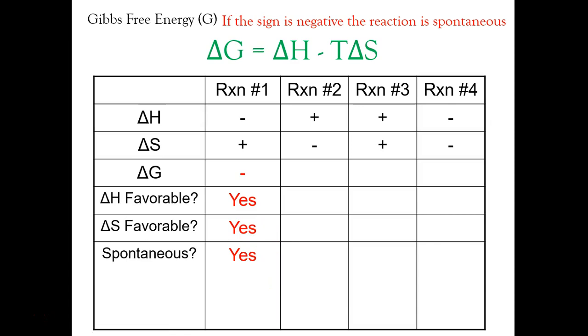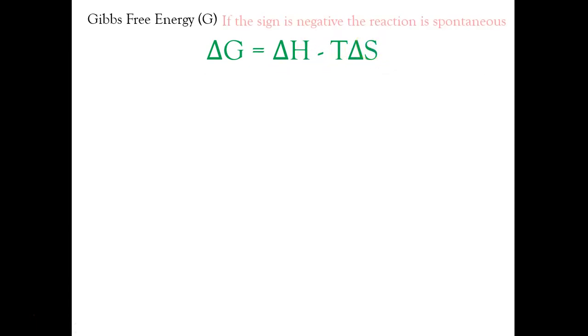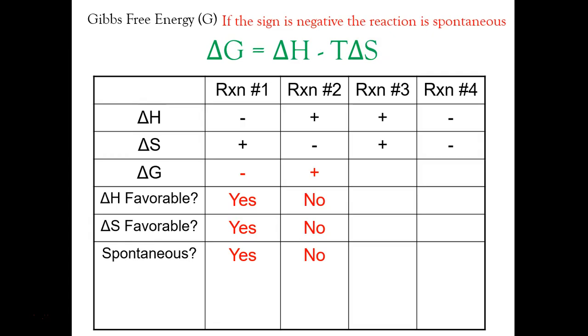So an exothermic reaction where disorder is increasing will be spontaneous regardless of temperature. Okay, let's look at the next scenario. If delta H is positive and delta S is negative, that means this term is positive, and since the two negatives will cancel out, this term is positive. So delta G must be positive. Delta H isn't favorable, delta S isn't favorable, and it is non-spontaneous.